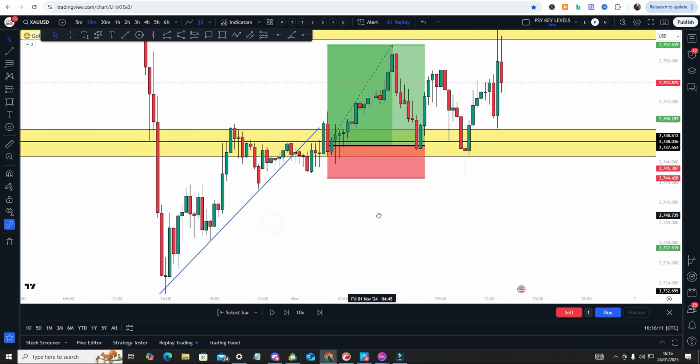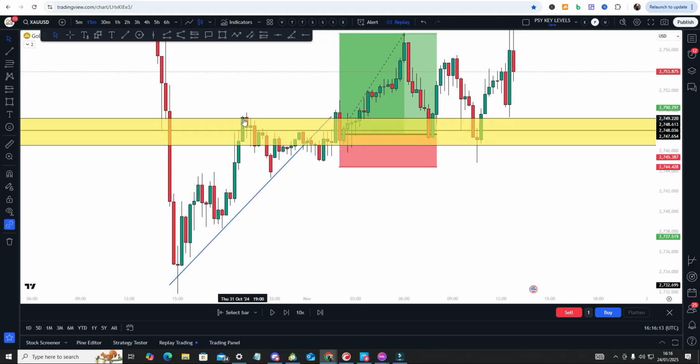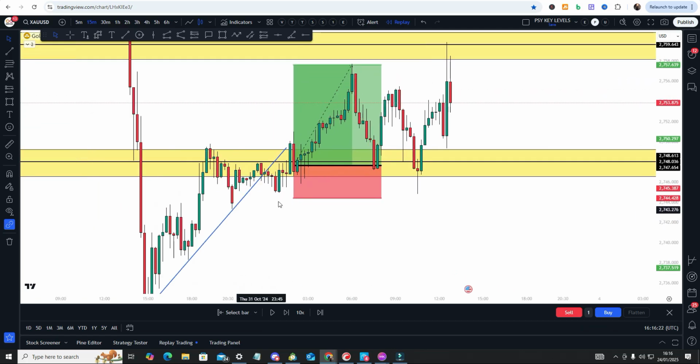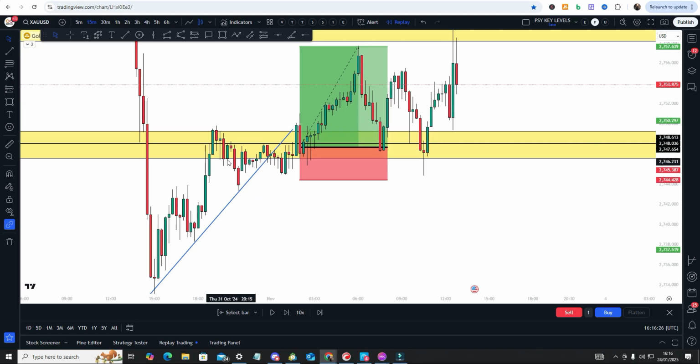Okay, for a sell trade, I don't like it if you see something like this. This is not what you want to see. So now what do we see, guys? We get another bullish breakout. Let's just say we took this sell trade.